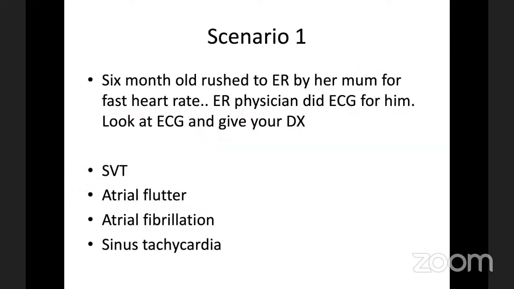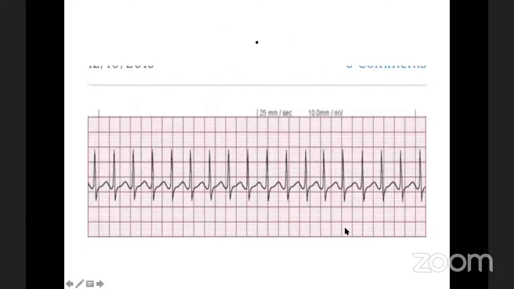This is a 6 month old baby who came to the ER with a fast heart rate. What do you think? Is it SVT or sinus tachycardia or flutter? This is SVT. Narrow QRS, and if you see, it's regular. Can you find any P wave before the QRS?